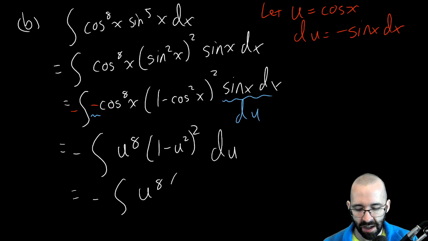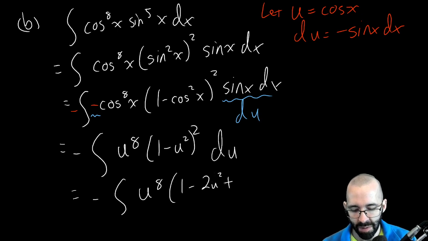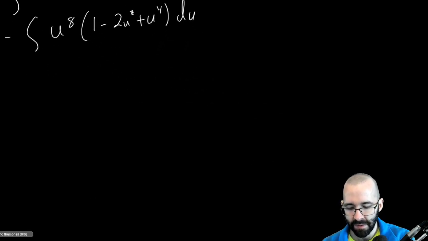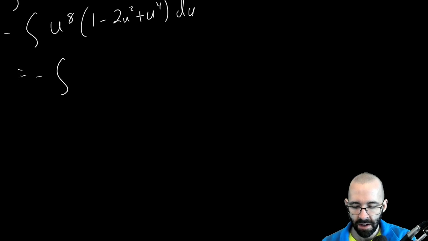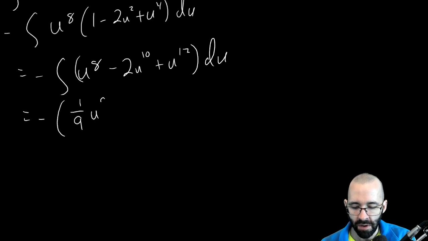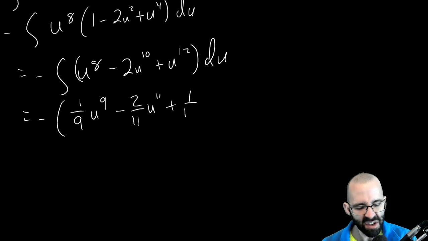We get the integral of u to the 8th. This becomes 1 minus 2u squared plus u to the 4th. And then we distribute, which I'll do on the next page. Don't forget that negative in front. When we distribute, we get u to the 8th minus 2u to the 10th plus u to the 12th. And we use the power rule a bunch. 1/9 u to the 9th minus 2/11 u to the 11th plus 1/13 u to the 13th plus c.